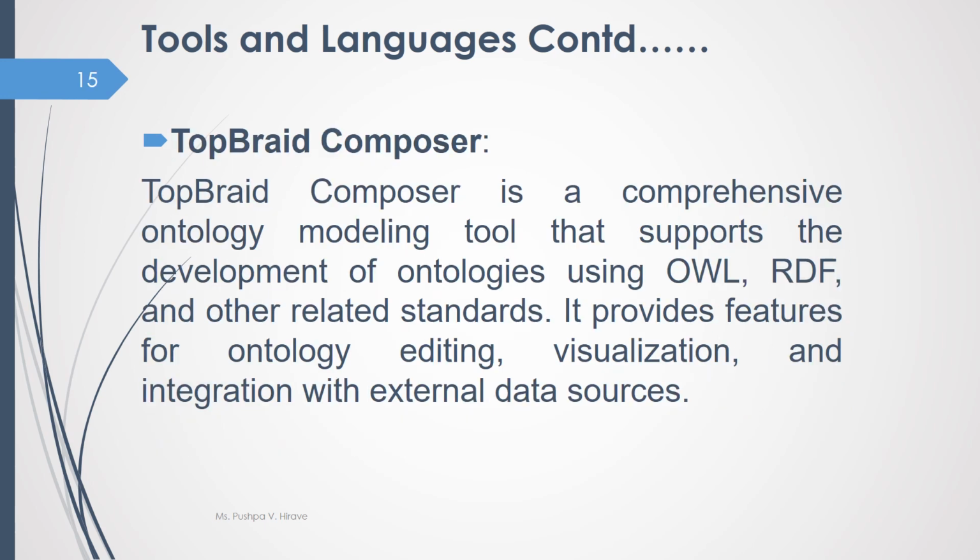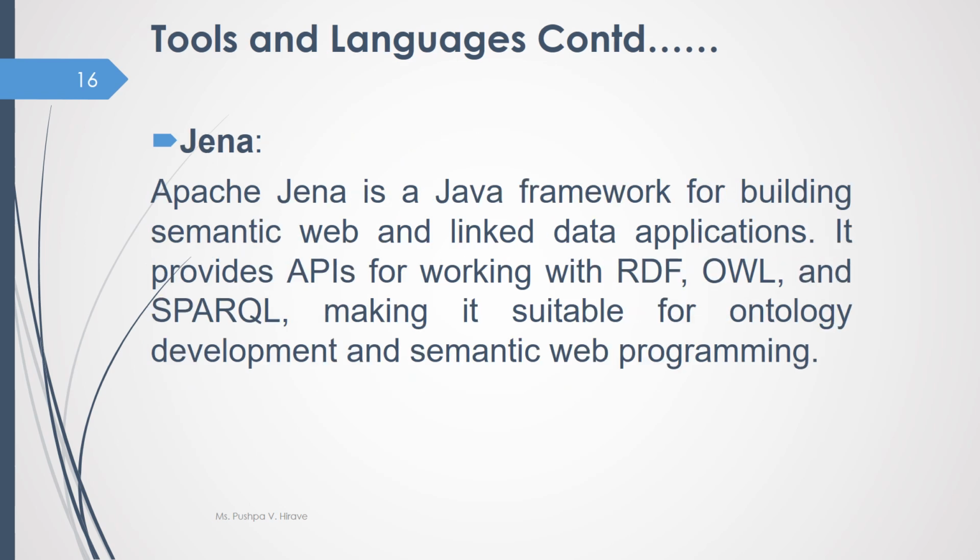Then TopBraid Composer is a comprehensive ontology modeling tool that supports the development of ontologies using OWL, RDF, and other related standards. It provides features for ontology editing, visualization, and integration with external data sources. Then Jena. Apache Jena is a Java framework for building semantic web and linked data applications. It provides APIs for working with RDF, OWL, and SPARQL, making it suitable for ontology development and semantic web programming.